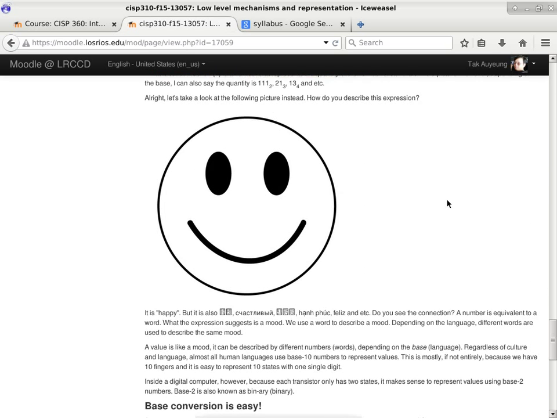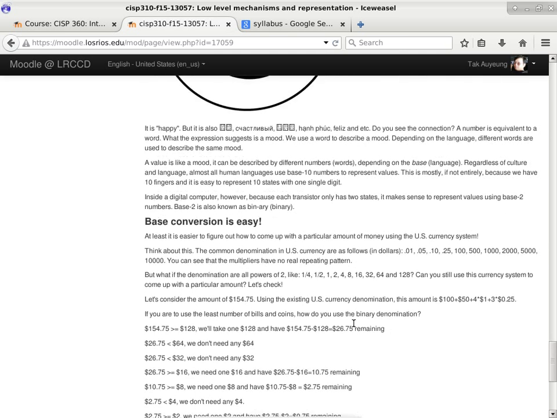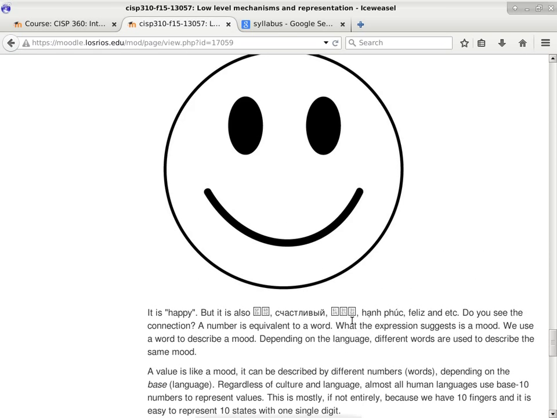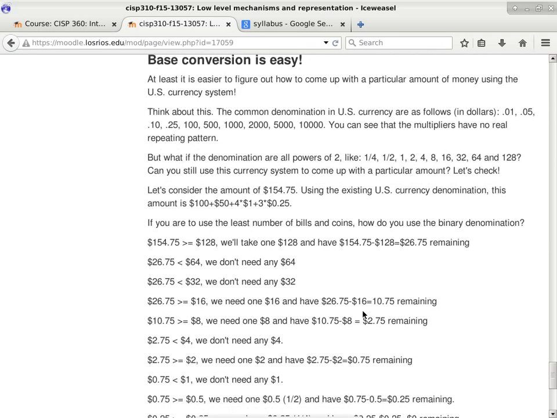And it's the same thing here. It's just a picture of a particular facial expression, and then I put here all the different ways to express that expression in different languages. It's the same thing. Okay. So now we move on to base conversion. There's a lot of details here, but it's not really that important. So forget about the details.